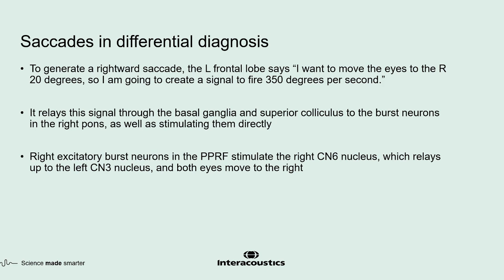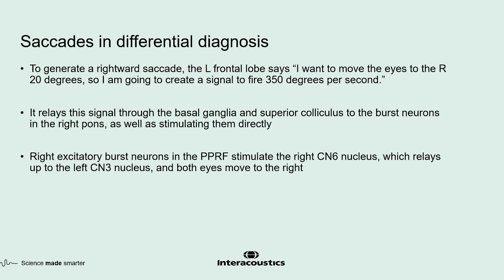So it relays that signal through the basal ganglia and through the superior colliculus to the burst neurons in the right pons, as well as stimulating those directly. So descending pathways run down to hit the burst neurons in the PPRF. These burst neurons excite cranial nerve 6. They excite the abducens nucleus right here, which moves the eyes to the left, which moves the left eye to the left, and then it fires back up through the medial longitudinal fasciculus to get to cranial nerve 3 to move the right eye to the left.